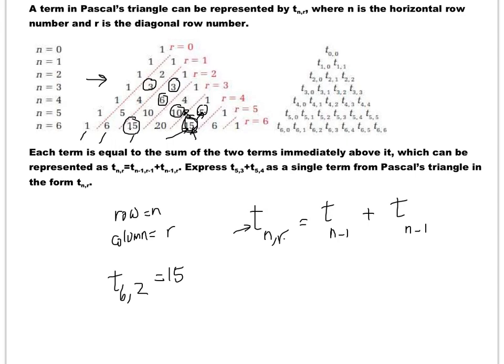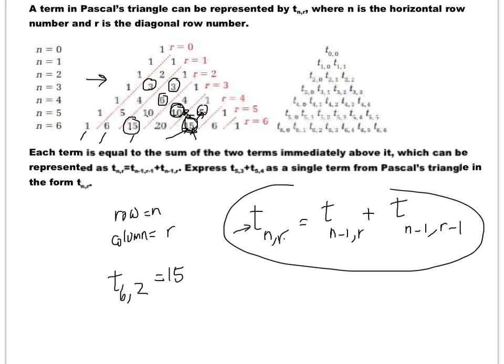So this means this element is T(n minus 1, r). And if you look at 10, 10 is going to have the column 0, 1, 2, 3, which is one less than the column of 15. So this is going to be r minus 1. So in general, any element T(n, r) is equal to T(n minus 1, r) plus T(n minus 1, r minus 1). This is, again, as we called, the recursive definition of Pascal's triangle.